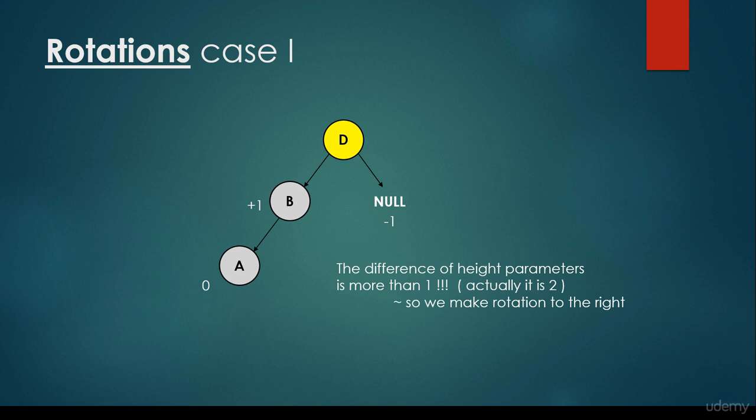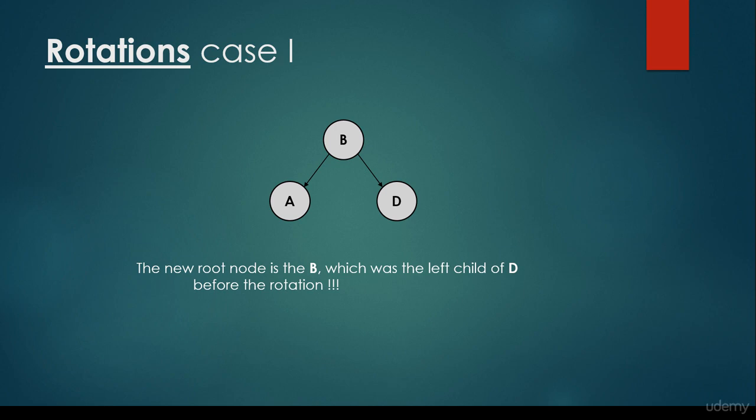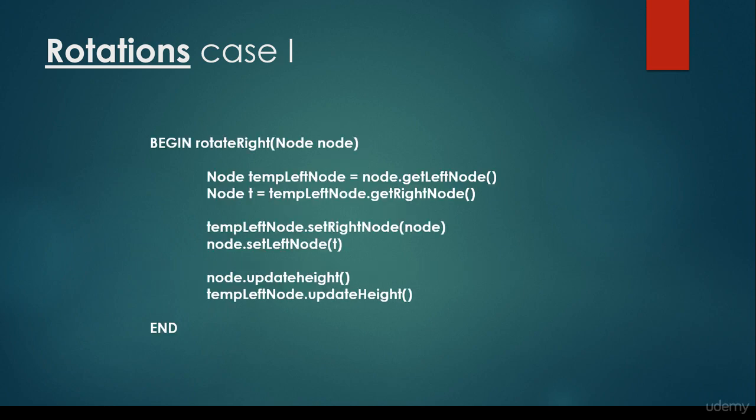So if you may recall, in this case we have the root node, which is the D. We get the left child, which is the node B, and we set for this node B to have the right child as its parent, so the D. So this is how we make the rotation to end up with this situation. And of course we have to update the height parameters because they have changed according to the rotation.